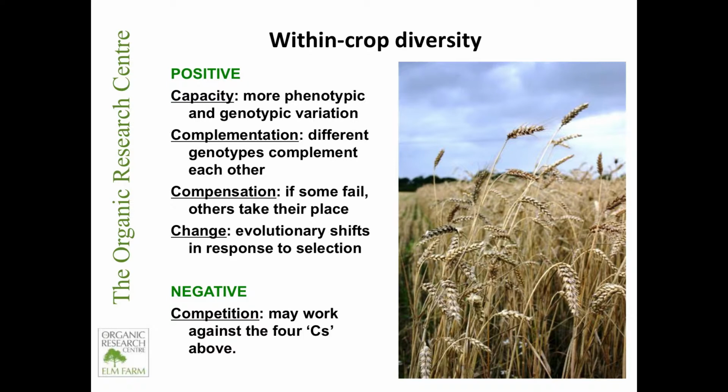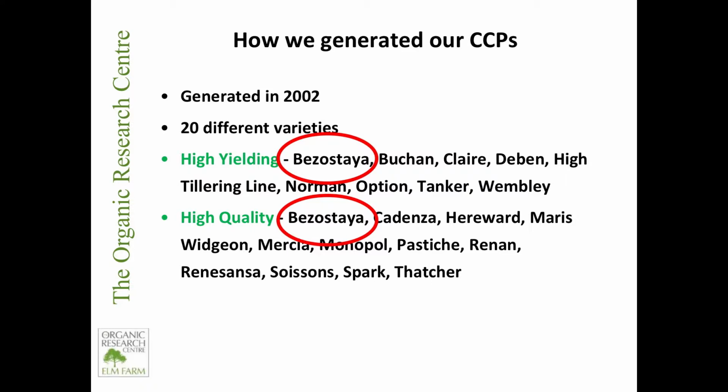So what did we do with this? We generated our population in 2002. We took 20 different varieties. Martin showed you what they were earlier, the high yielding ones and the high quality ones, and we crossed them. The Bezostaya appears in both. That's both a very high yielding and a good quality. So these 20 weren't quite as much. You wouldn't get the same numbers because Bezostaya comes in twice. And this is just another way of presenting that half-diallel cross that Martin was showing with his diagram.